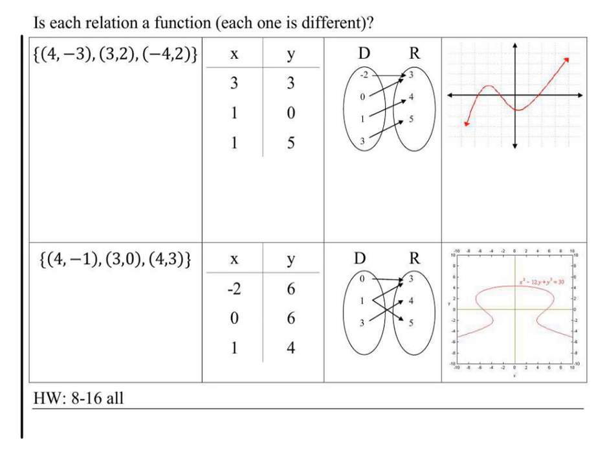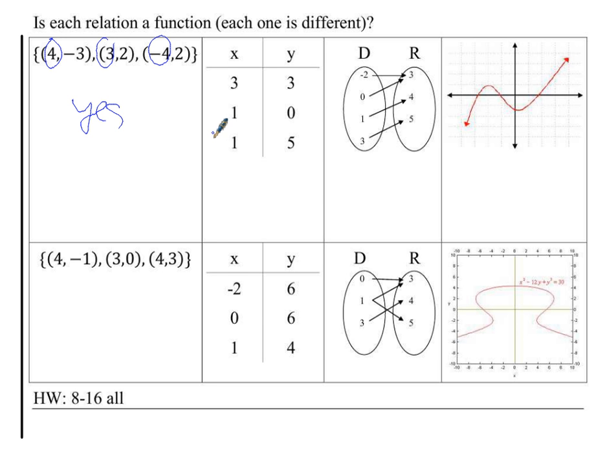Okay, so we have, is each relation a function. Each one of these, by the way, is different. Let's go across the top. We have a set of ordered pairs. You need to know how to decide if something's a function from a set of ordered pairs, which means we're looking at the what? X coordinates, and we need to see if there's repeating or not. Do we have repeated x coordinates here? No, so therefore this is a function, yes.